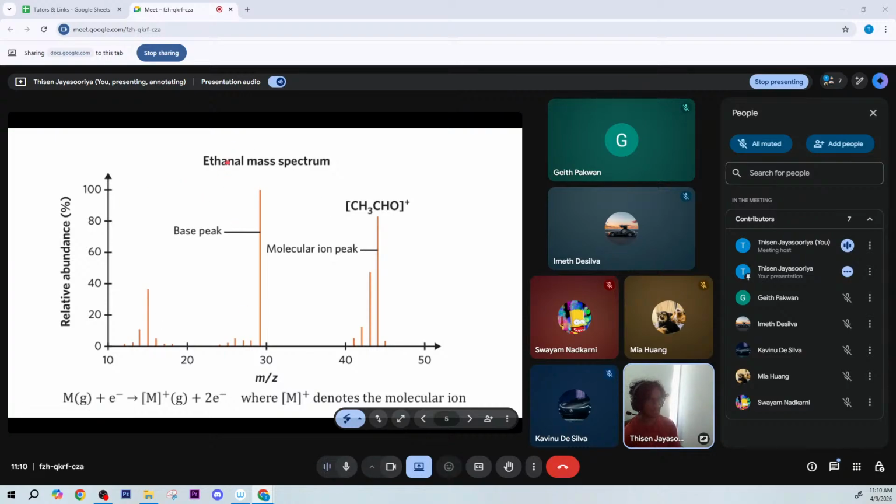This is the mass spectrum of ethanol, yeah? Here, they've labeled the two peaks. The base peak is the most abundant peak, so it's the peak with the highest abundance. And here we can see it's about 29, so it's 29 mass to charge.